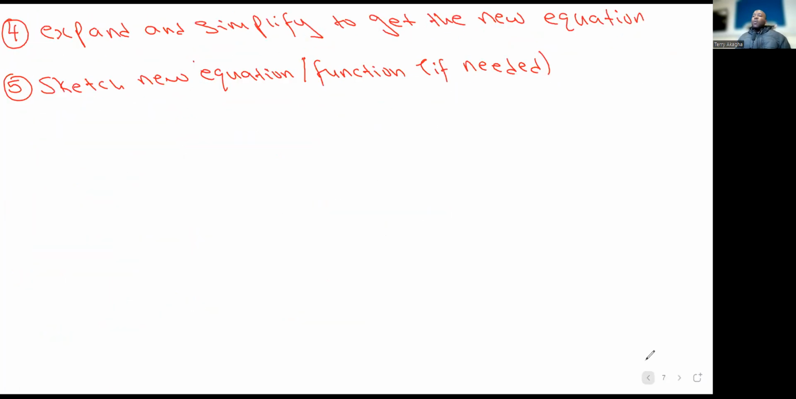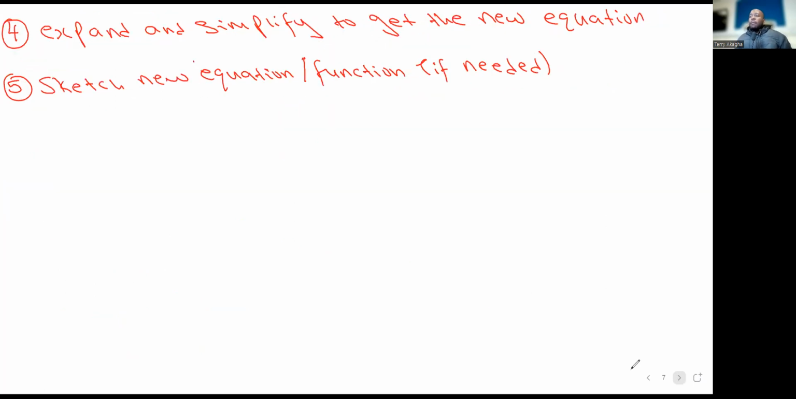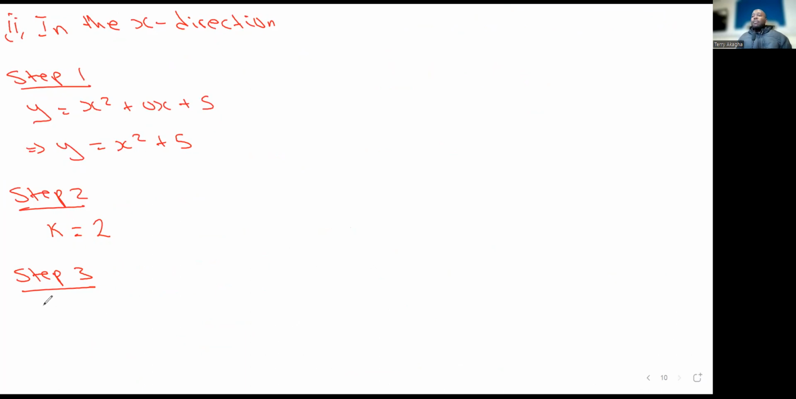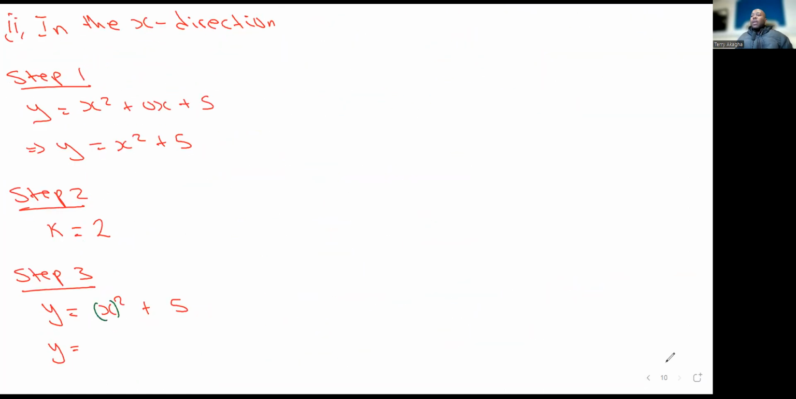So in step 3, we're going to look at only when it's in the x direction. For the x direction, we're told that you have to replace all the x values with x over k, but the y will remain the same, okay? So let's go back. We have y is equal to x squared plus 5. The y is going to remain the same, so we're going to have y. But anywhere you see x, you're going to replace it with x over k. So anywhere we see that x, we're going to replace it with x over what? k is 2, and all this is squared. Are you seeing it? The squared is going to be the same thing, but anywhere you see x, you're going to put x over k, plus 5.